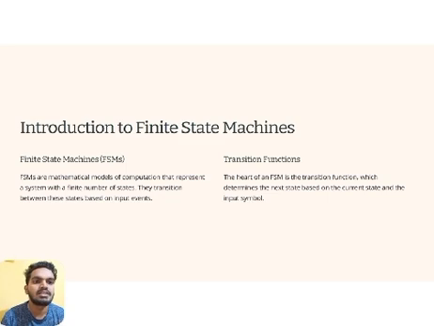Introduction to finite state machines. Finite state machines are mathematical models of computation that represent a system with a finite number of states. They transition between these states based on input events. Transition functions. The heart of a finite state machine is the transition function, which determines the next state based on the current state and the input symbol.